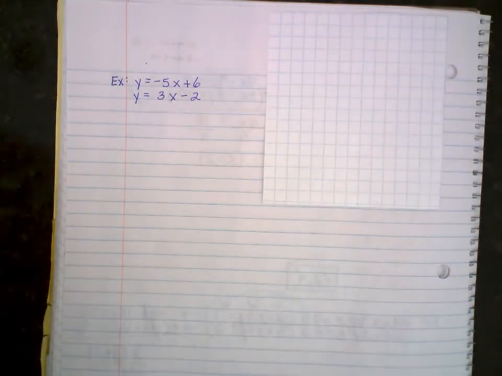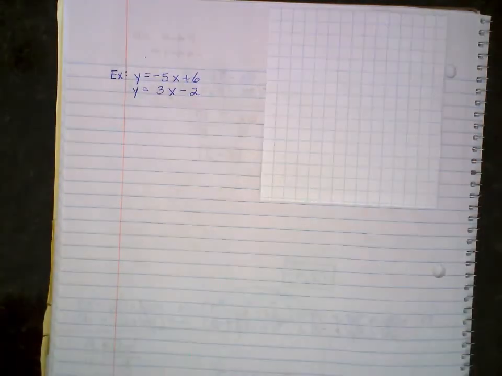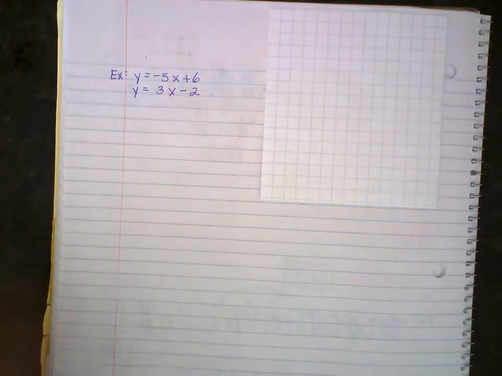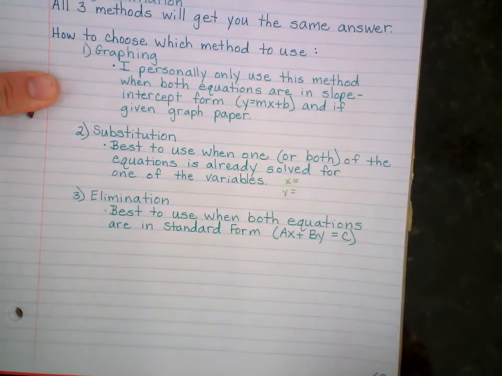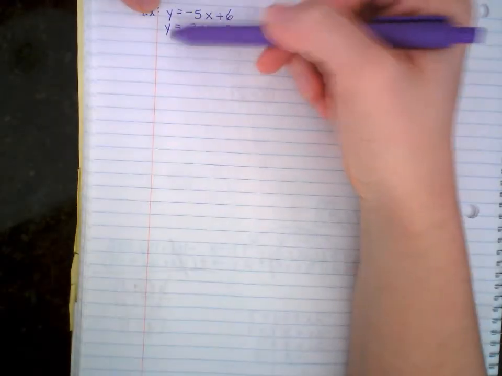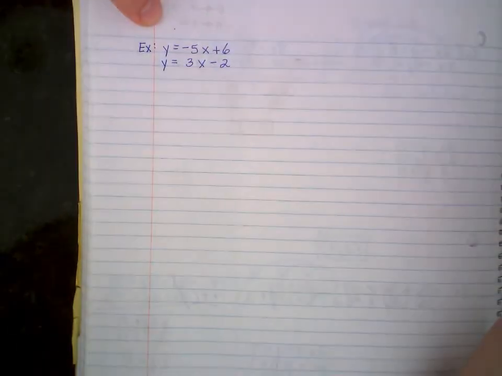Sometimes though, there's more than one method that might be easy. Let's see about substitution. It's best to use when one or both of the equations has a variable solved for. These both already have y by itself. So substitution is also easy to use here. We can use graphing or substitution.